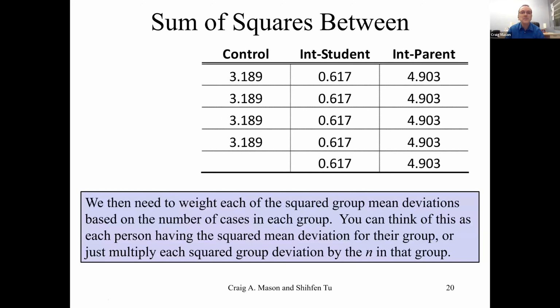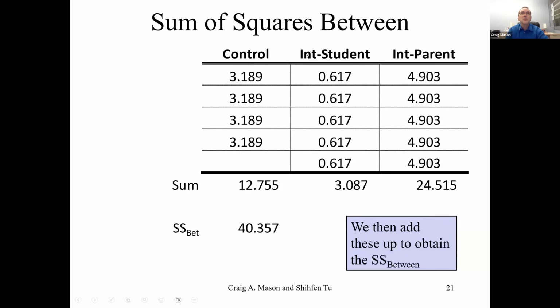Okay, let's keep going. So we add that up. You just add that up across all the groups. And here I've summed it by each individual group. You add that up and you get 40.357. That is our sum of squares between. And at this point, it's all downhill. It's free sailing from here. We've done the messy work. It's still a bunch of little calculations, but we're making good progress.